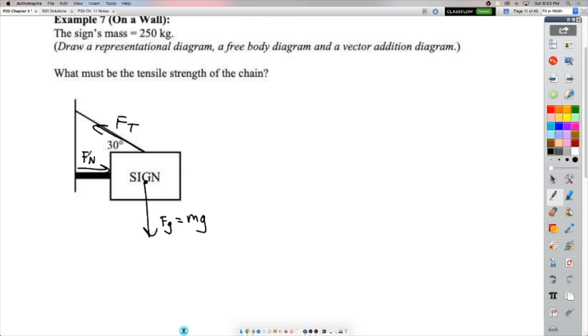So let's simplify this down. Let's draw our free body diagram. We simplify the sign down to just a point representing its mass, and the normal force is off to the right. The tension force goes just as far left, because it has to cancel out. There can't be a net force in the x or the y if there's going to be no overall net force. Just far enough to the left to cancel out the rightness of the normal. And then the gravity must be going down just far enough to cancel out the upness of the tension.